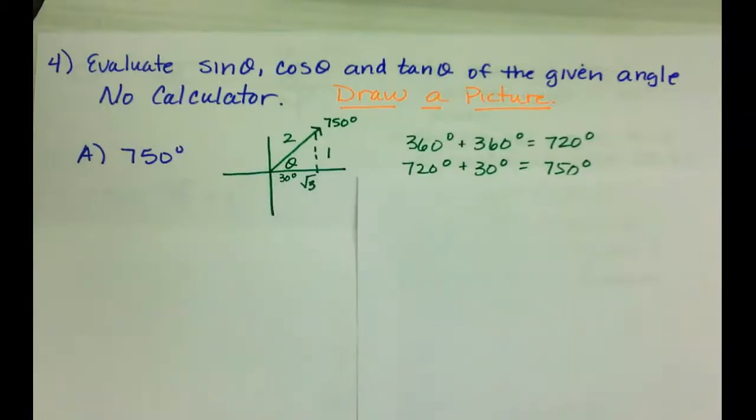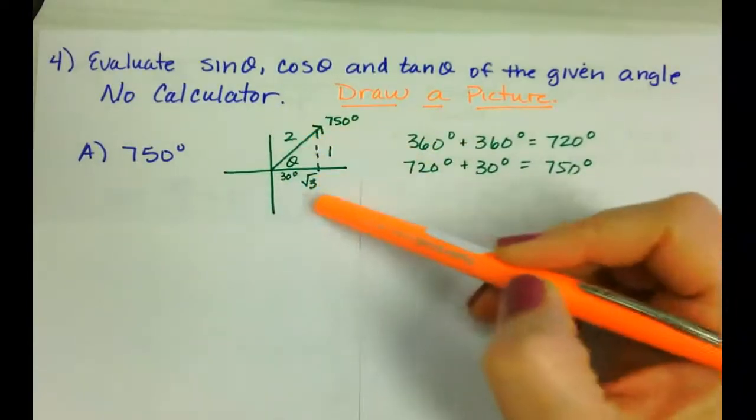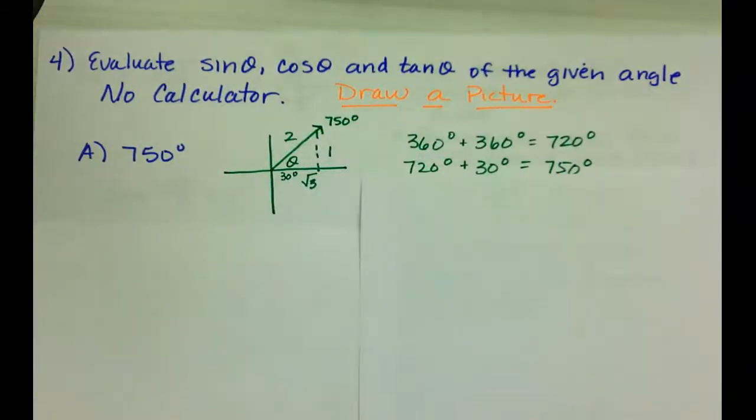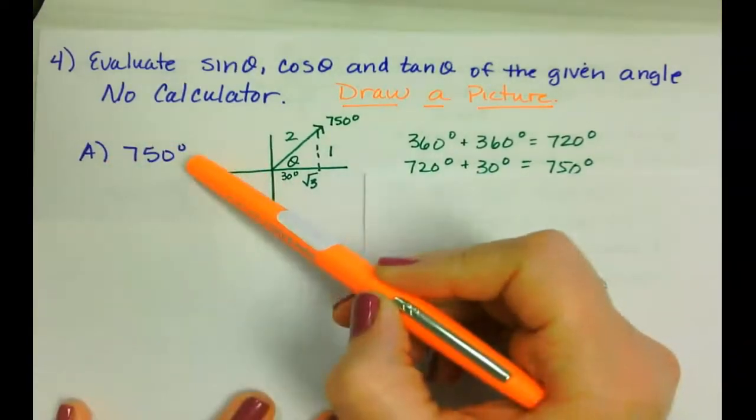Now, if you remember from your special right triangles, when you label your triangle, the 1 is always opposite the 30 degrees, so that's 1, that's 2, that's root 3. Those are those special right triangle rules that I expect you to have down by now. So what we're going to do then is use 30 degrees to determine what 750 is.